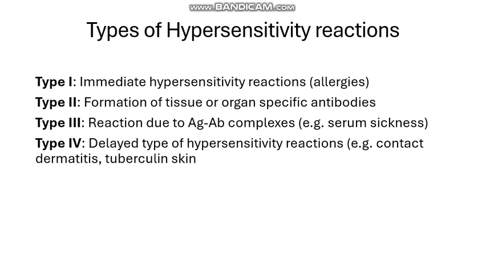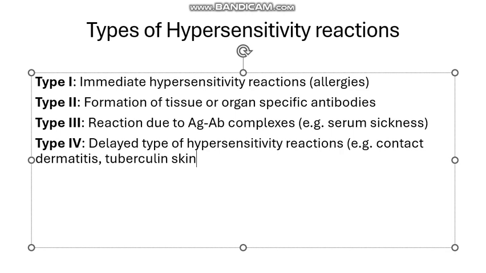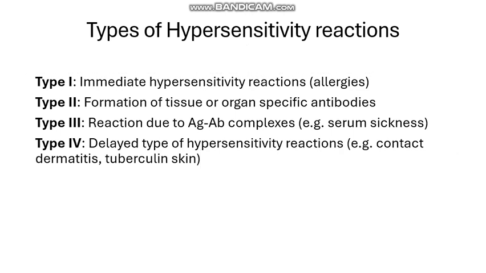The third is a reaction caused by antigen-antibody complexes, for example, serum sickness. This is also indicative of systemic lupus erythematosus. And type 4 is involved with the delayed type of hypersensitivity reactions, for example, contact dermatitis. They're caused by specific proteins that are able to get through the barriers of our innate immune system, like the skin, and cause infection.